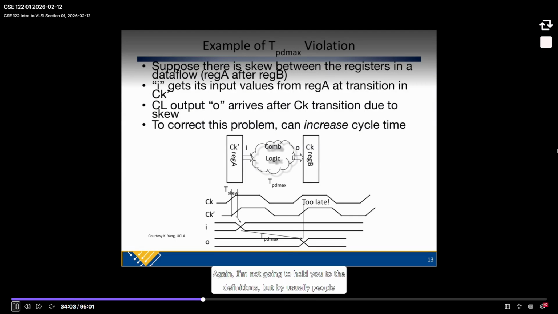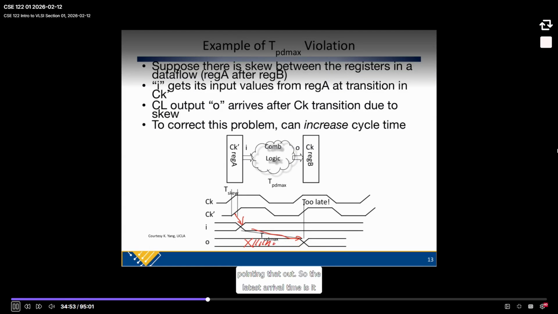Again, I'm not going to hold you to the definitions, but usually people say the capturing minus the launching, so it depends on your perspective. I'll be clear when I tell you things on problems. In this case, the capturing clock transitions before the launching clock. And you can see here that the launching clock will cause this input to the combinational logic to change. Then during this period, there's some delay through this, and this is your longest delay. There could also be an early transition here, where it starts to transition, and you could draw that in, but it's not shown for the sake of illustrating a setup violation.